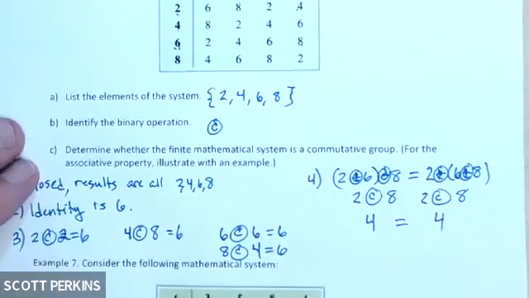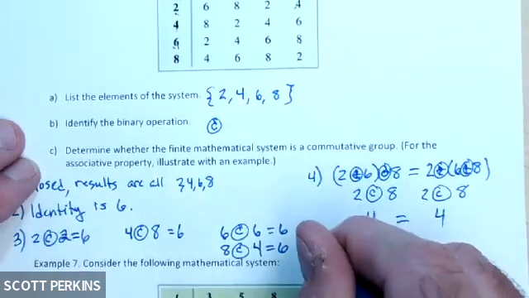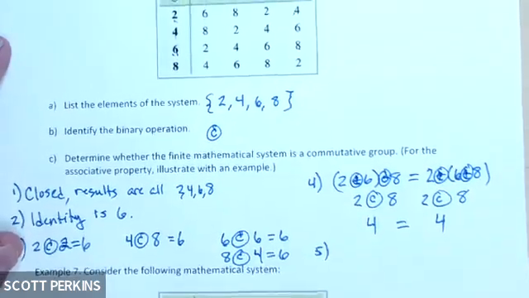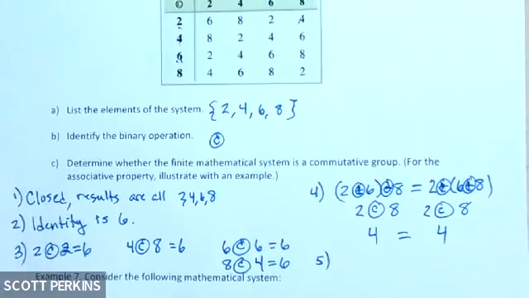So last but not least, since we're asked if it's a commutative group, you are going to determine, is this commutative, yes or no? So I'll give you 30 seconds to draw your diagonal and determine if it's commutative.